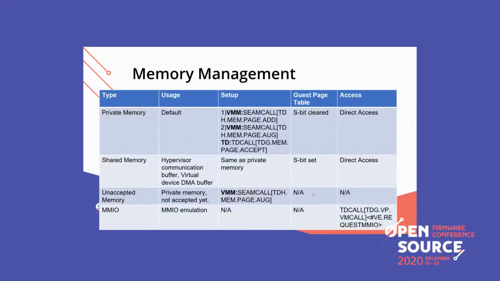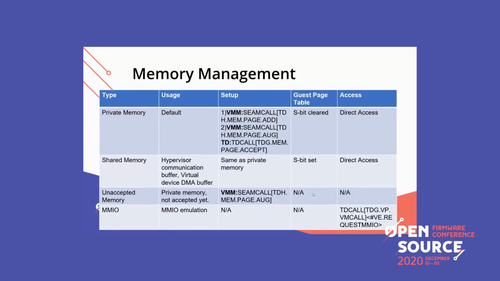Memory management is one of the most complicated parts of a TDVF because of the new concepts. In a traditional VM, we only have the physical memory and MMIO. In a TD, there are three different types of physical memory: the private memory, shared memory, and unaccepted memory. The default physical memory type in a TD is private memory. It means the TD memory is encrypted with a TD-specific key. The VMM and other TDs cannot access it.